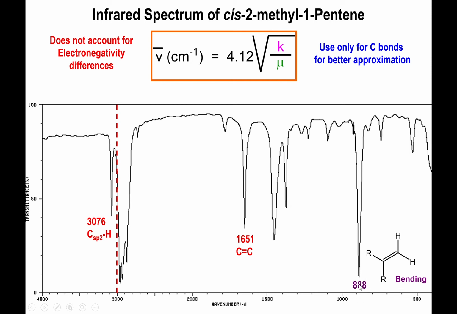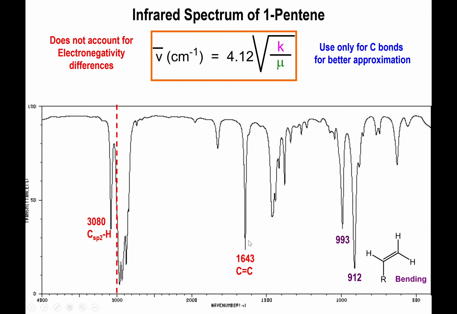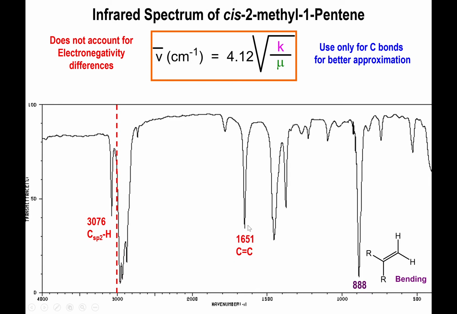at 888 inverse centimeters. But the carbon-carbon double bond still shows up at 1651. Although if you look carefully, it's a little bit less intense, but roughly the same, around the mid 1600s. And you still have that peak above 3000 for your carbon-hydrogen bonds of sp2 hybridized carbons.